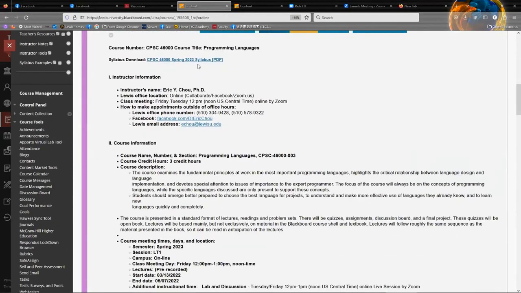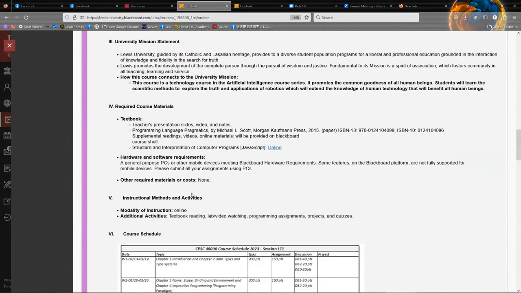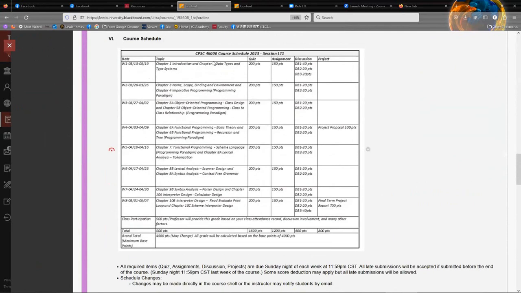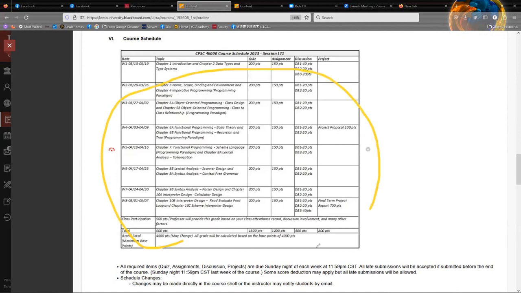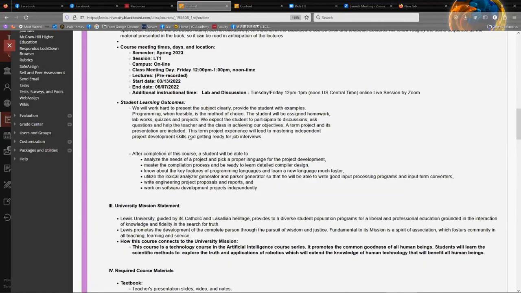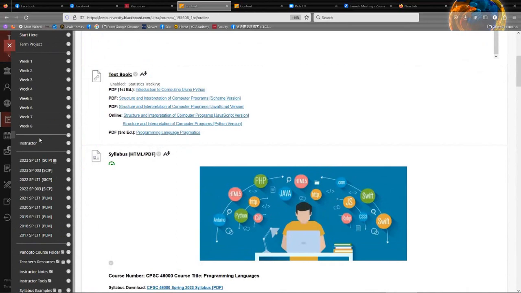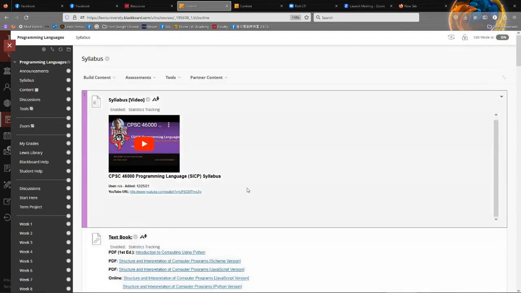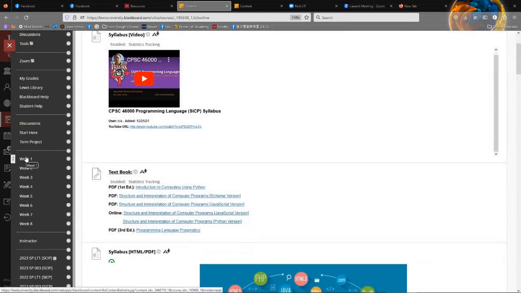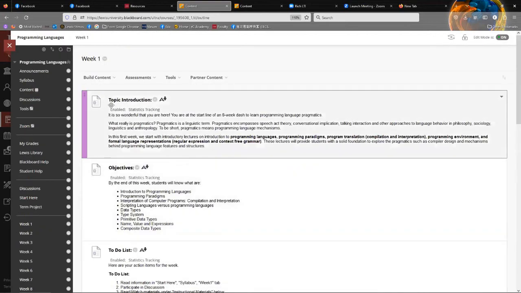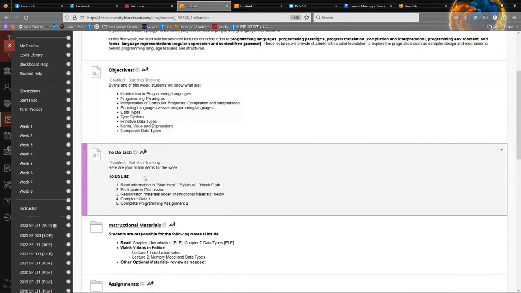And the syllabus, you can find a PDF download version here. All the time is over here. We will follow it, okay? On the syllabus section, you can see whatever chapter we are on, and then homework points, whatever. This is the syllabus that we are using right here. Anyway, it will be a very intensive 8 weeks. Every week you start with week 1, the introduction and objectives, you read it, and the to-do list.